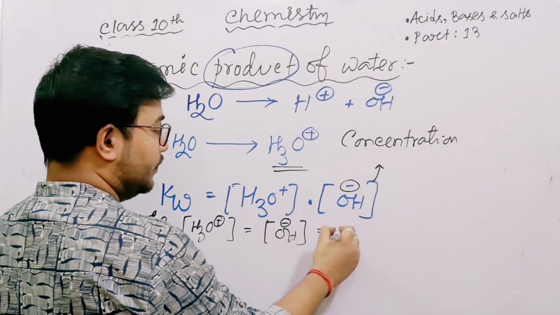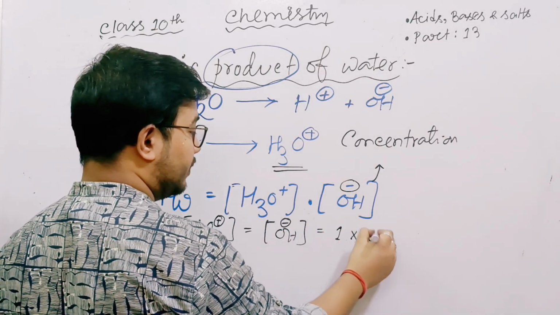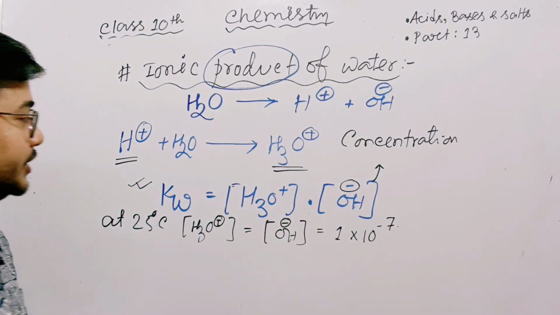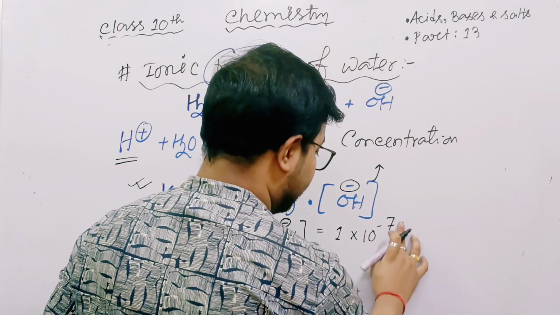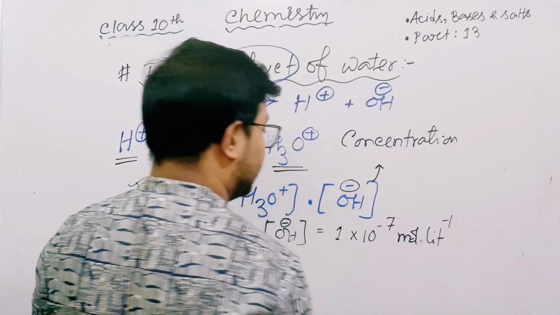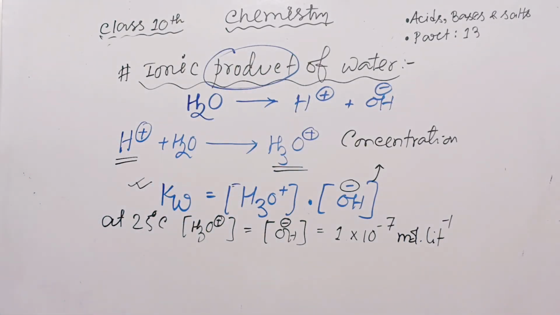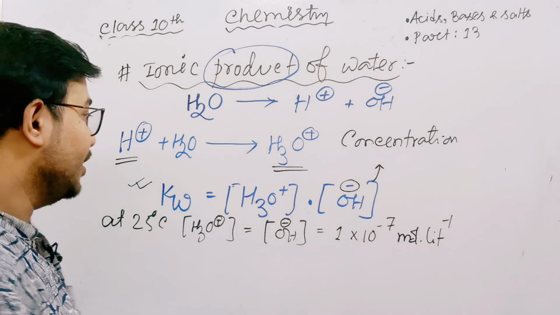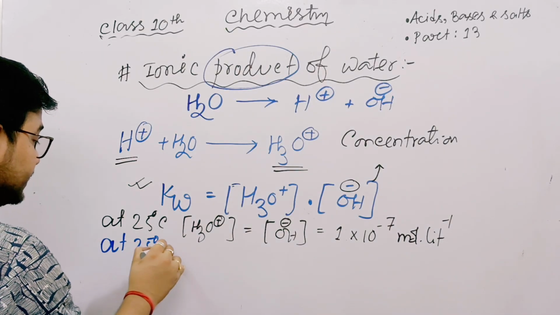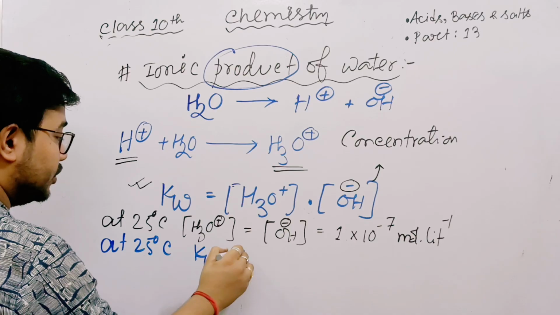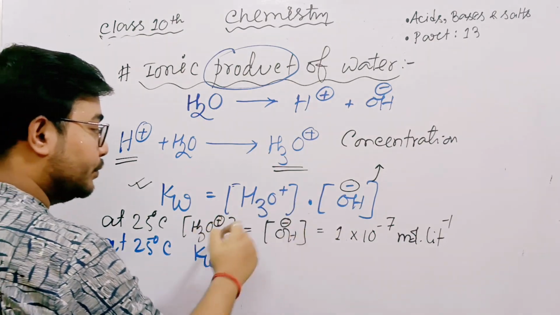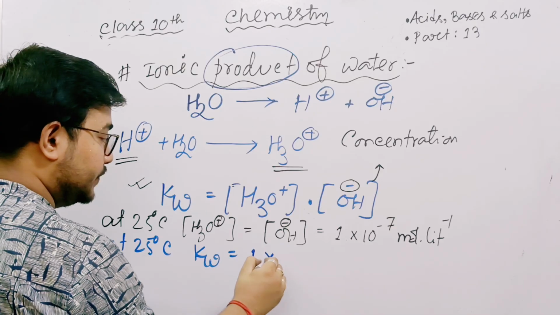What is the value? The value is 1 into 10 to the power minus 7. Keep in mind, the value is 1 into 10 to the power minus 7 mole per liter. Mole per liter, this is the unit. So now can you tell me at 25 degrees centigrade what is the value of Kw? Kw means this into that. So the values of both are the same. So now put in the value.